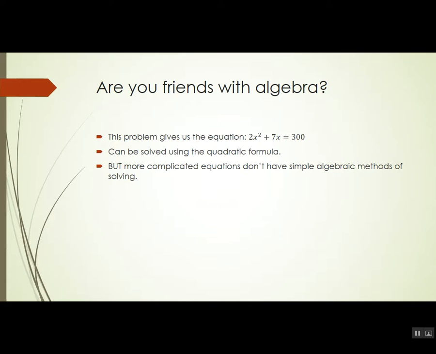If you are friends with algebra, then you'll be able to realize that this problem gives us the equation 2x squared plus 7x equals 300, and that can be solved using the quadratic formula, if you're good friends with algebra. The more complicated equations don't have simple algebraic methods of solving, and in any case, this illustrates the point that sometimes guess and check works, and sometimes it's the only thing to do. In this case, there are other methods, but guess and check works just fine. So that's our problem-solving technique for the day.